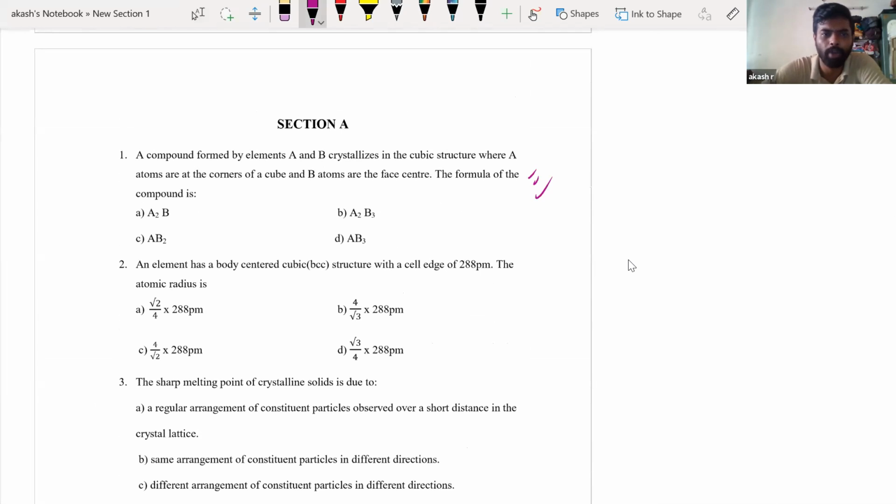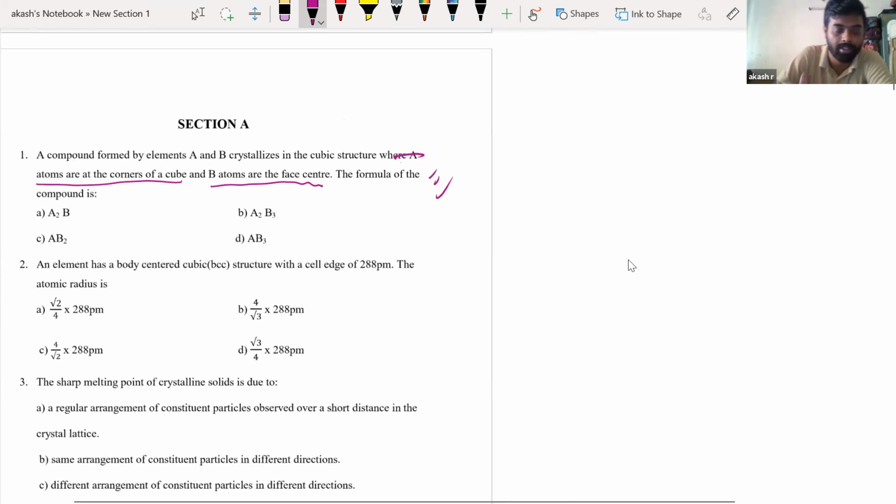First question. A compound is formed by elements A and B crystallizes in cubic structure, where A is at the corners of the cube and B atoms are at the face centers. What is the formula of the compound? Now, for these kinds of questions, how will you approach this? It is very simple.